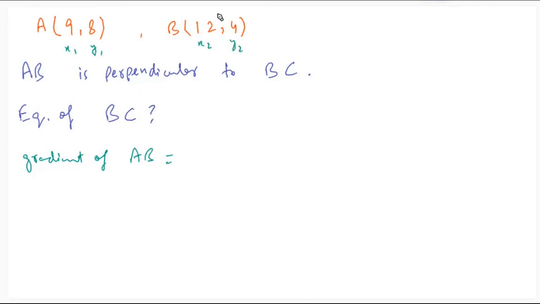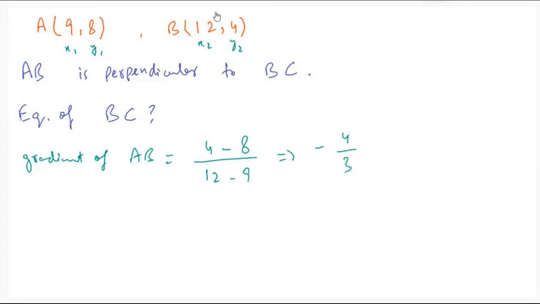What do we do? y2 minus y1. So that's 4 minus 8, divided by x2 minus x1, that's 12 minus 9. And that turns out to be, Rafi, I think you've done it the other way around. Achha, BC gradient. That's very good. Yeah, so aapne directly BC ka bataya. So gradient of AB is going to be minus 4 over 3, right?